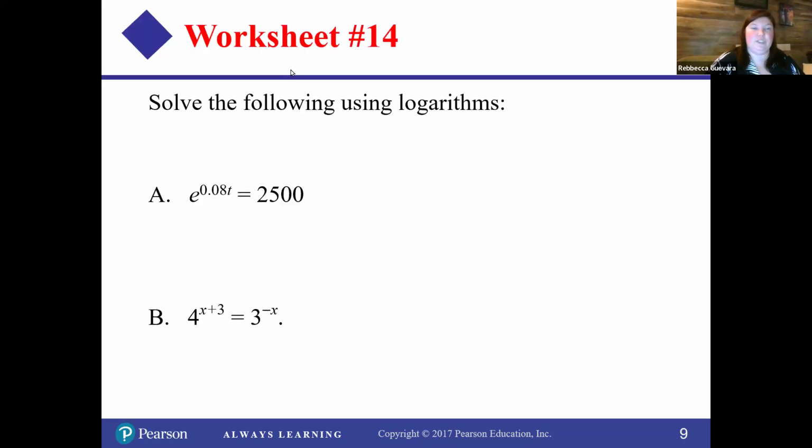So for number 14, same thing. We want to solve the following using logarithms. So we got e to the power of 0.08t equals 2,500. Once again, we're just using those properties, as you saw last time, to break these to some sort of log. It just has to be the same base log. And ideally, we're trying to undo a base. Same thing here. We got 4^(x+3) equals 3^(-x).